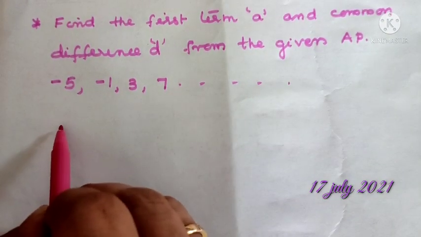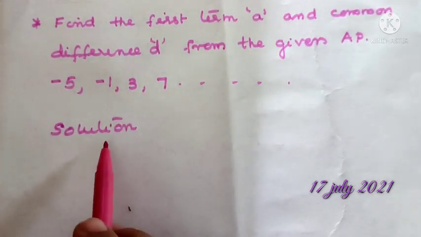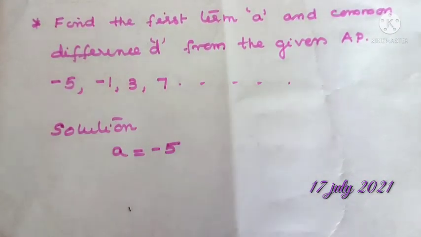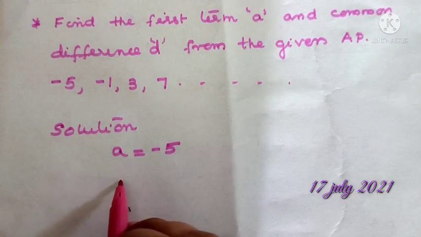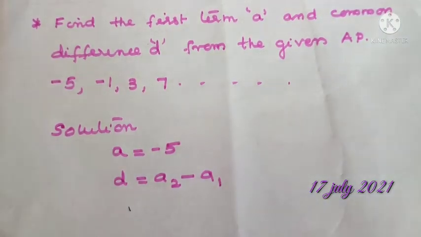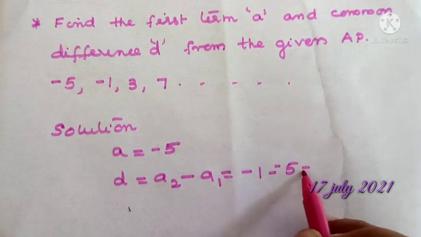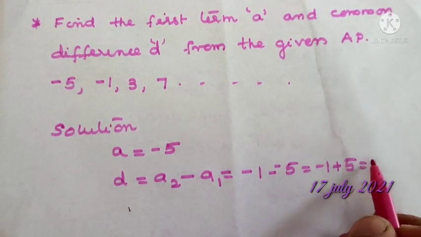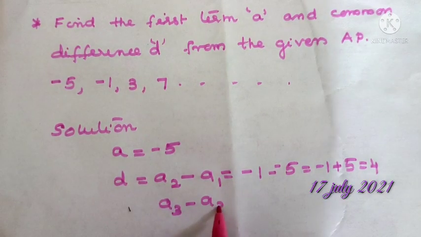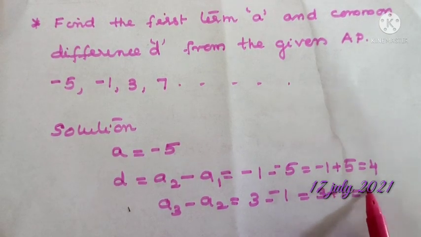So A, my solution, A is the first term, right? First term A means A equal to minus 5, right? Now what is asked? Common difference. Common difference, what is the formula we have learned? Second term minus first term. So let us check. Minus 1 minus of minus 5, that is minus 1 plus 5, it is equal to 4. Next A3 minus A2. 3 minus minus 1, it is again 3 plus 1 equal to 4.